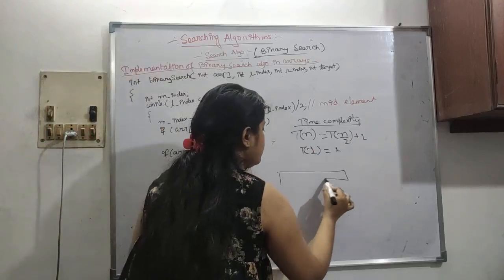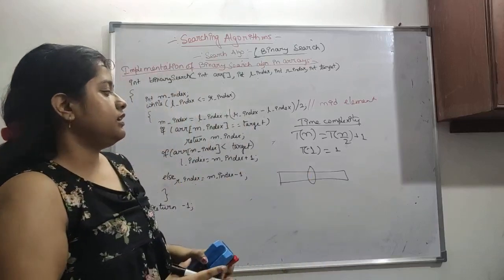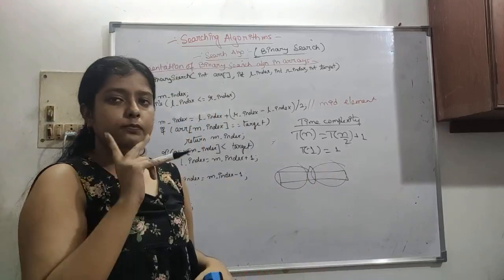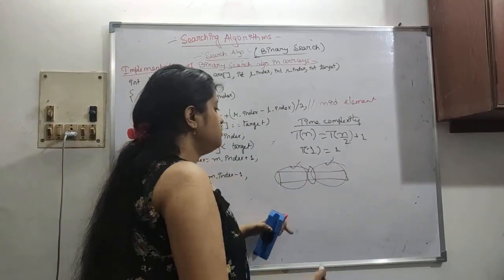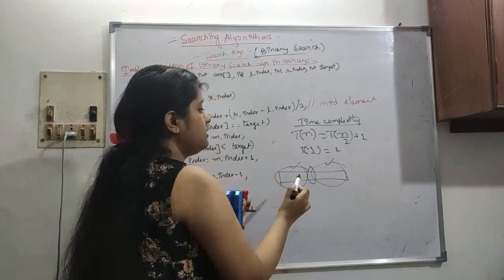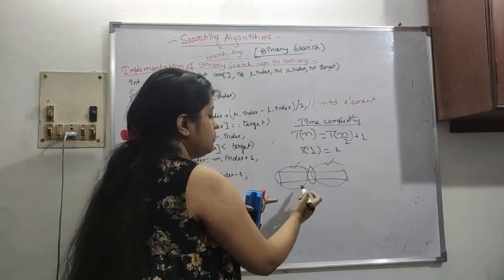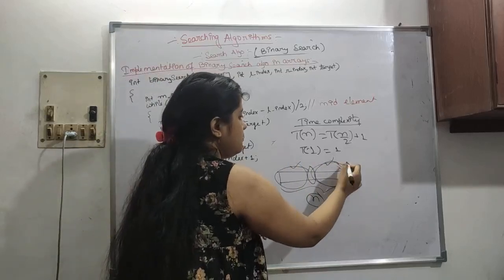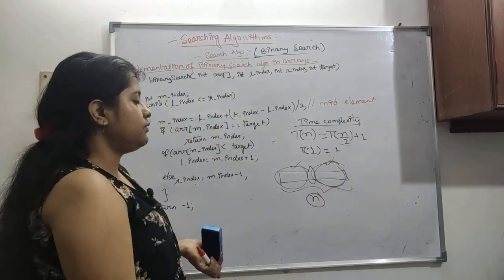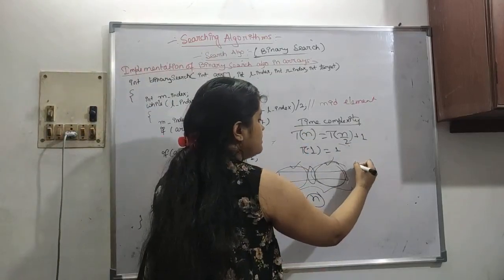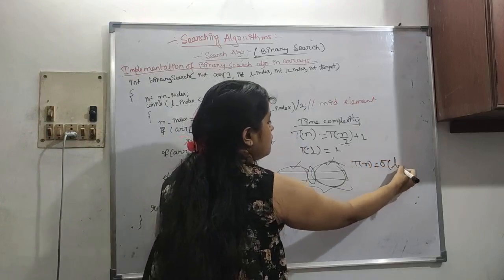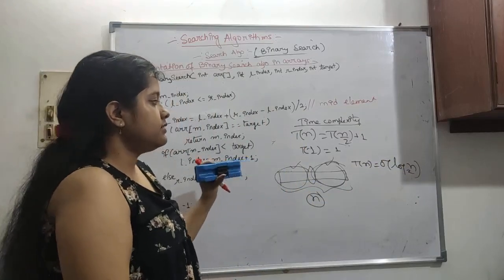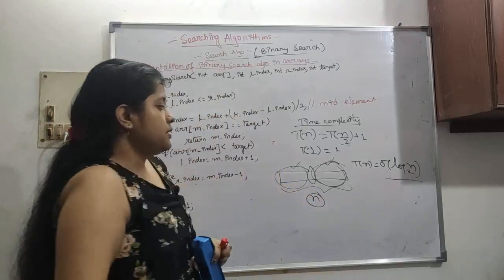This is our array, and let's say this is our mid element. Either this part of the array will be considered, or this part will be considered. Not both, any one will be considered. Like the total is n, we have to consider one part of this array, so it will be n by 2, and some constant is required, so plus 1. So time complexity comes down to order of log n base 2 for binary search.